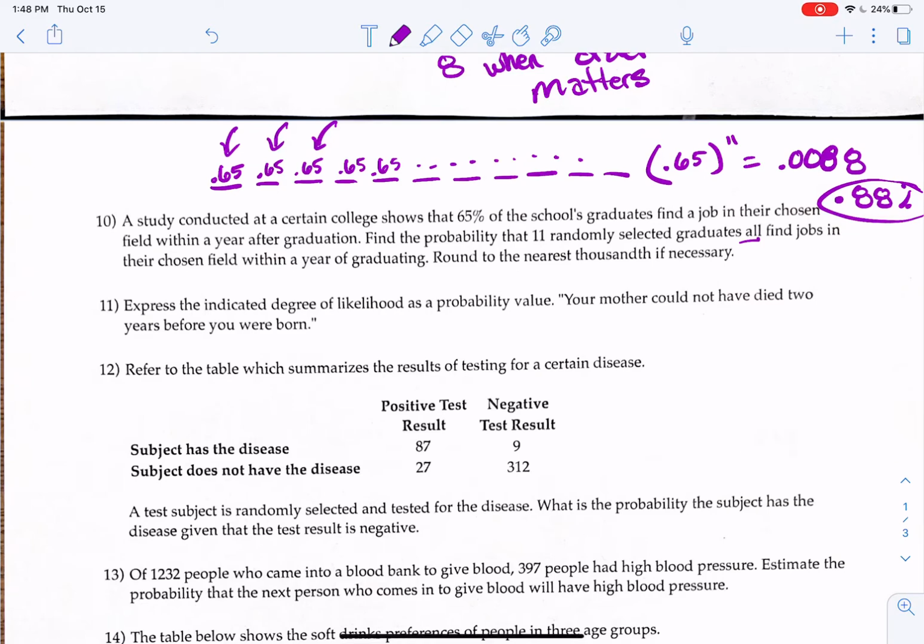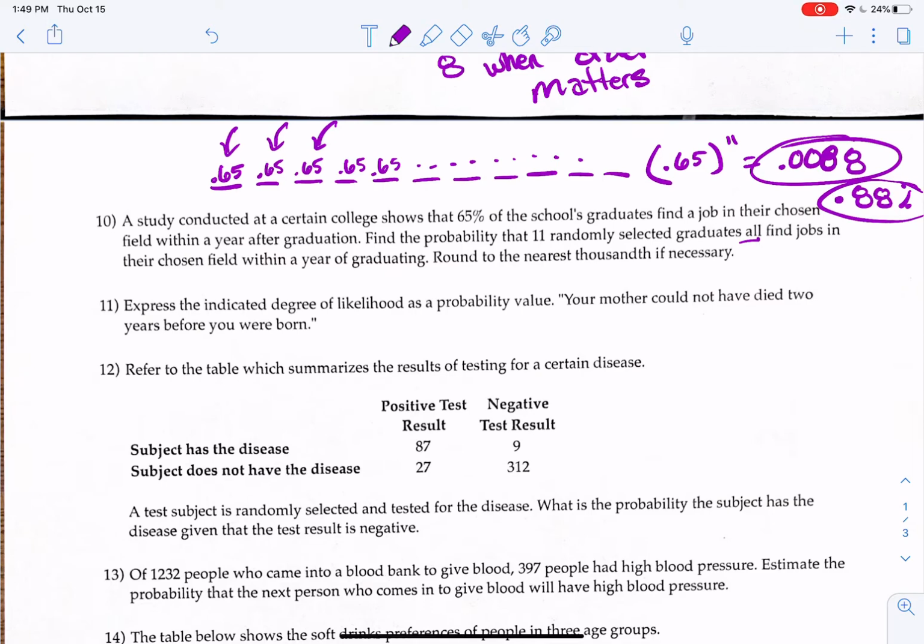So not a very good chance that all 11 of them are going to find a job, even though you have a 65% chance of finding a job. With 11 of them, the chances of all of them having a job at the end of the year will be really low. Round to the nearest thousandth if necessary. This is the nearest thousandth, so 0.0088 is my probability.